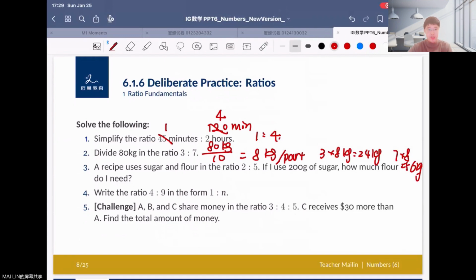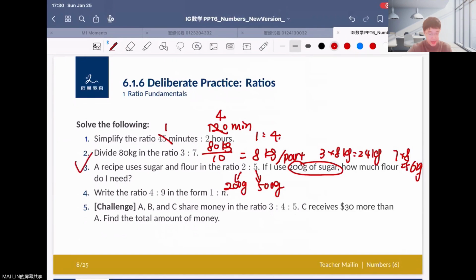For the third question, a recipe uses sugar and flour in the ratio 2 versus 5. If I use 200 grams of sugar, how much flour do I need? For this problem, you can also use parts: the ratio is 2 versus 5, and the sugar is 200 grams. So the amount of flour is 500 grams, okay? That is the third question.